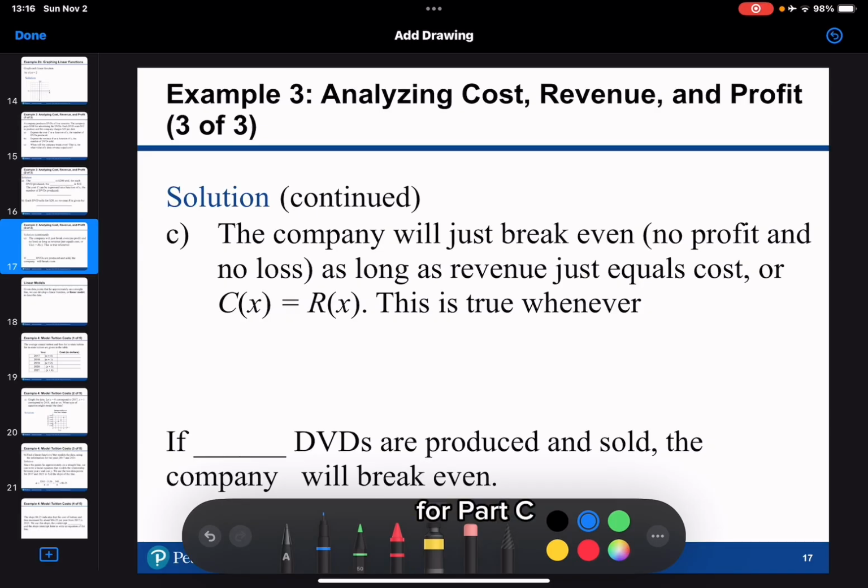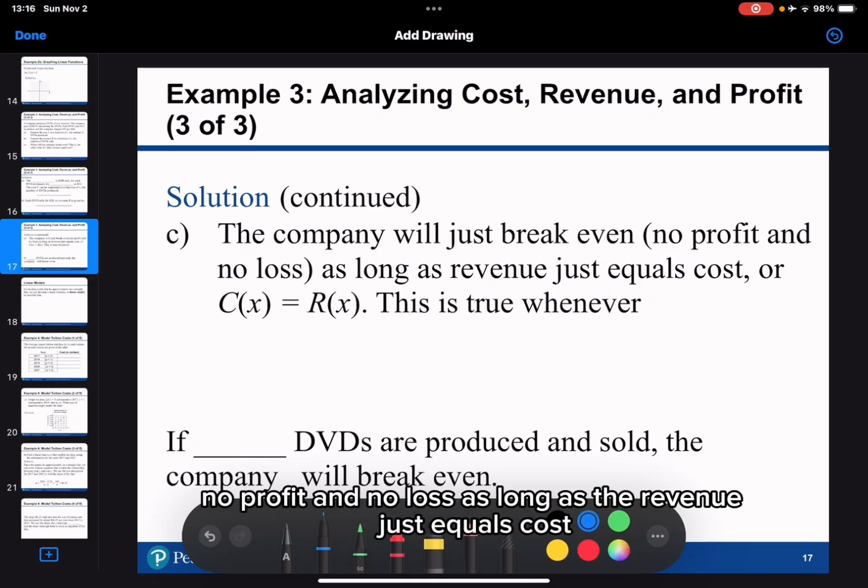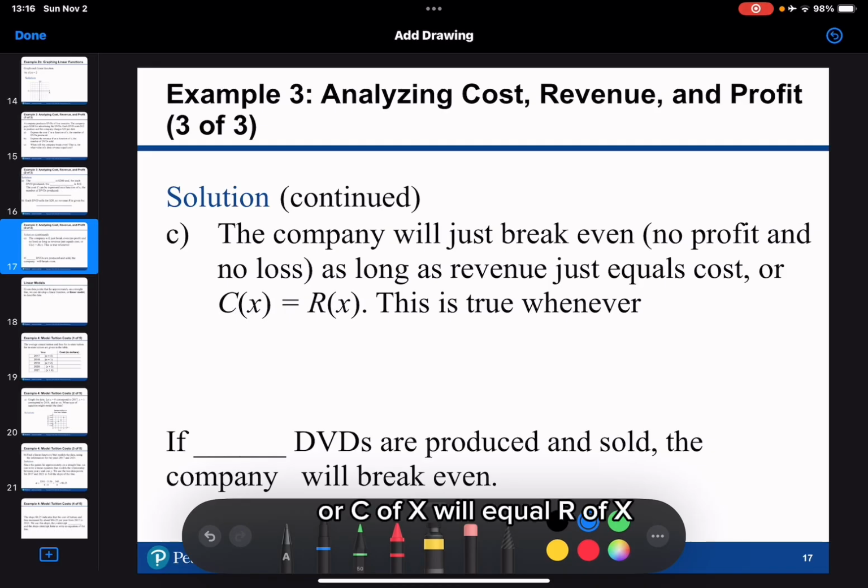For part C, the company will just break even, no profit and no loss, as long as the revenue just equals cost, or C of X will equal R of X. This is true whenever we have C of X. C of X was, and I'll write it up here.